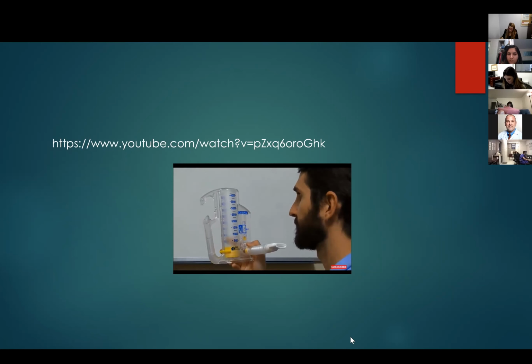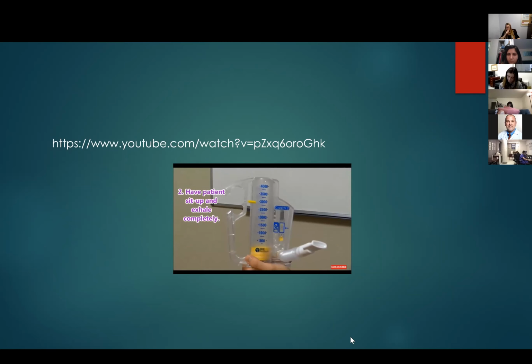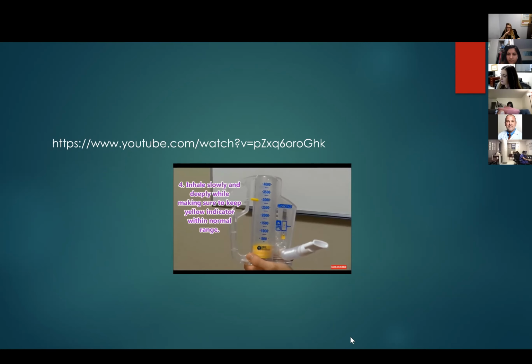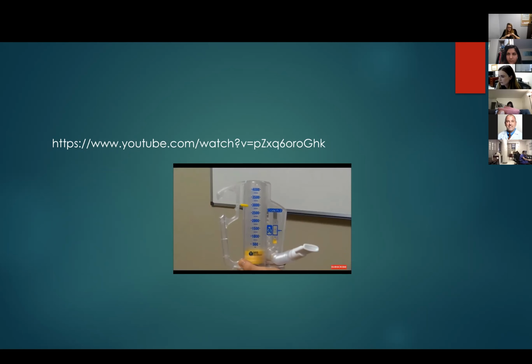Now let's look at the right way to use the incentive spirometer. Okay, first what you want to do is set the goal for the patient with the yellow marker so they know where they need to get whenever using this incentive spirometer. Then you're going to have the patient set up and exhale completely. Then have them seal their mouth around the mouthpiece tightly. And they will inhale slowly and deeply, making sure to keep the yellow indicator on the side within normal range. They don't want that little yellow piece to go too high or too low.